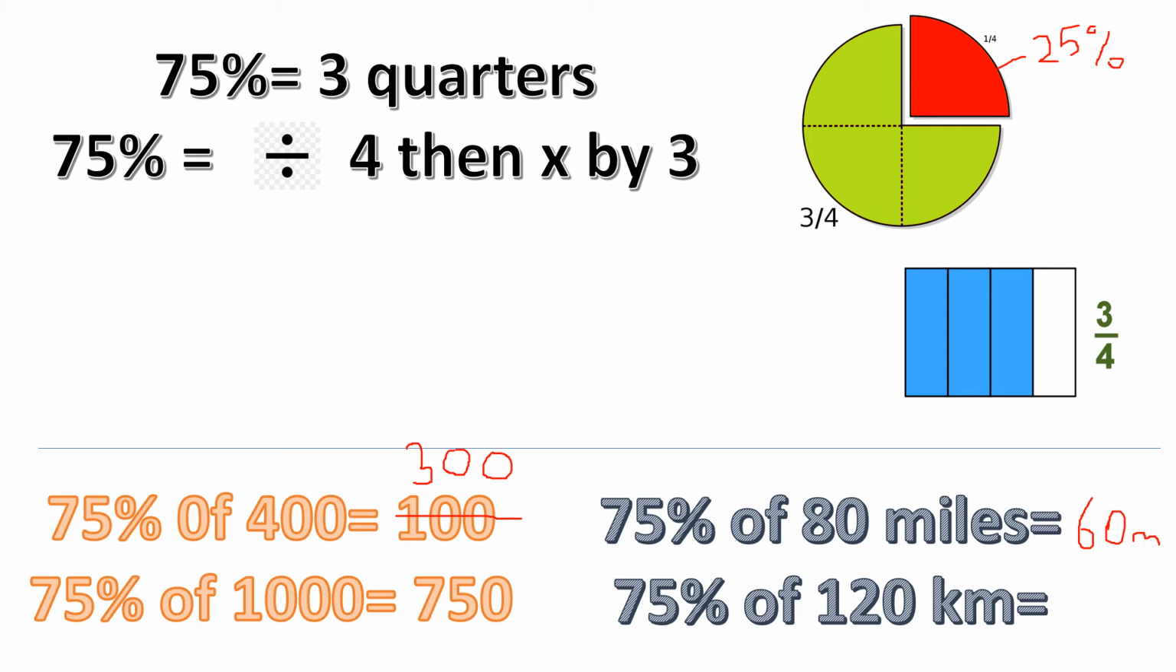Okay, 75% of 120 kilometers. Let's divide 120 by 4. You get 30, and then 30 times 3 equals 90. I don't know if you got that right. So it's 90 kilometers. 75% equals 3/4. Okay, let's have a look at the next slide.